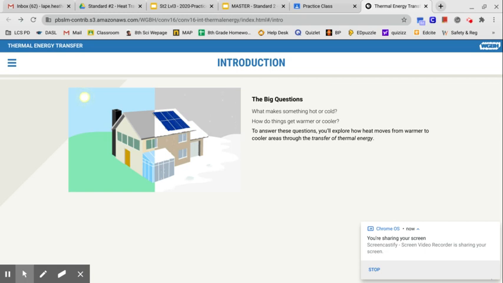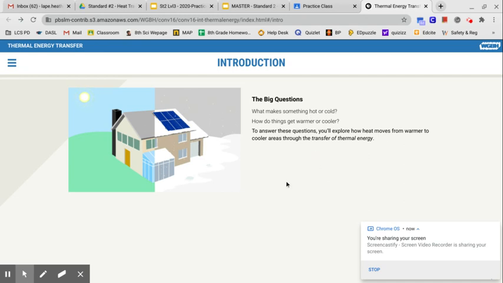I'm going to walk you through the thermal energy transfer practice so that you can get ready for your pre-assessment. And if you earn a 70% or greater on your pre-assessment, then you will automatically start on level 2 when we start standard 2. So it's worth your time to look at this and pay attention.